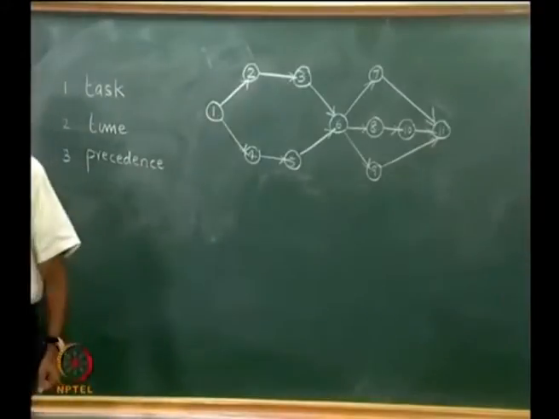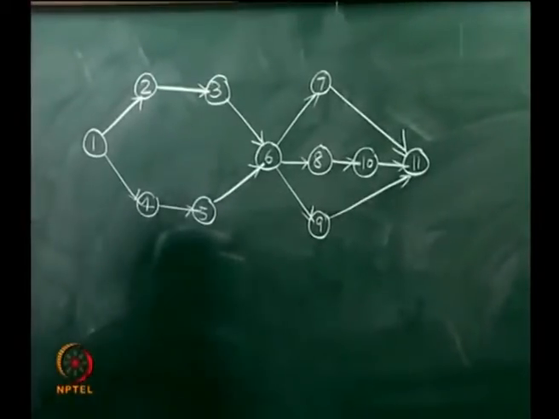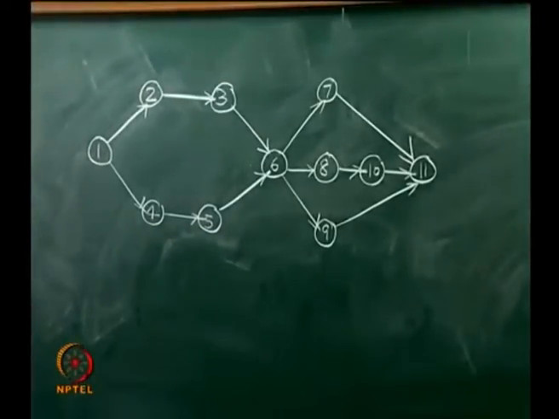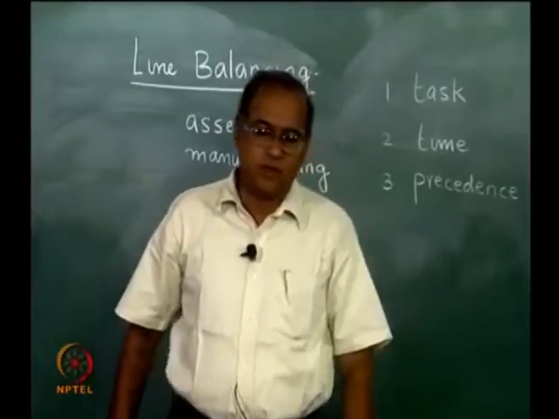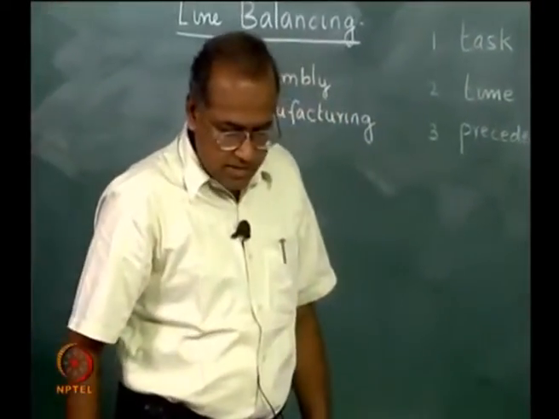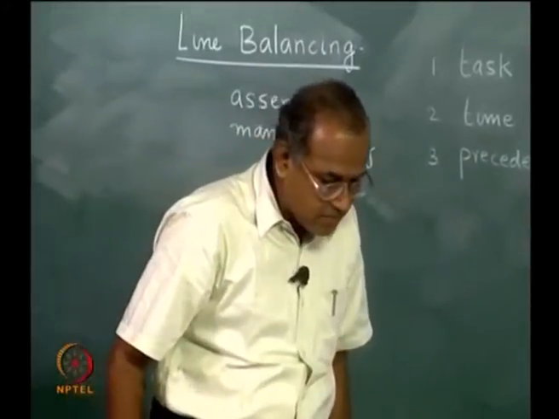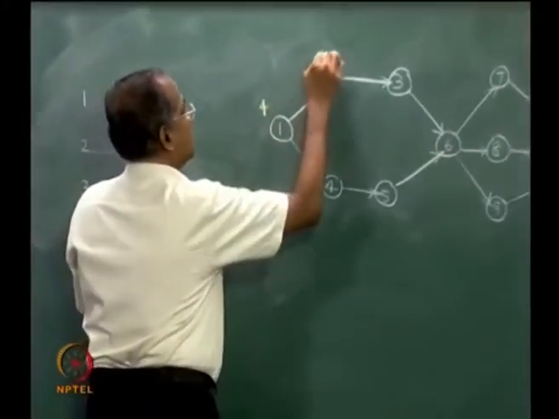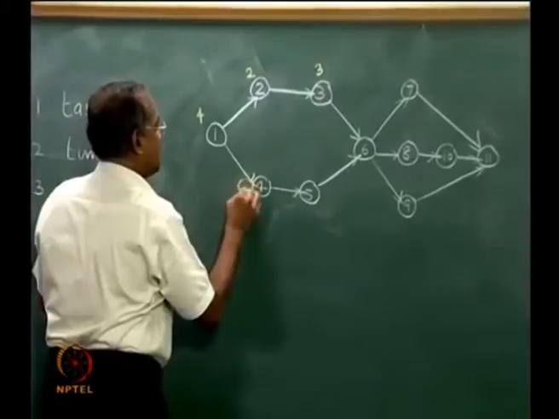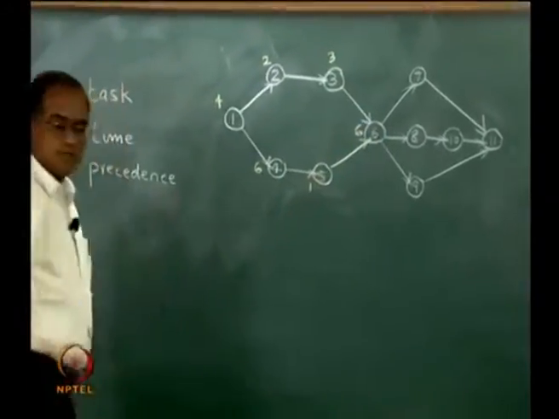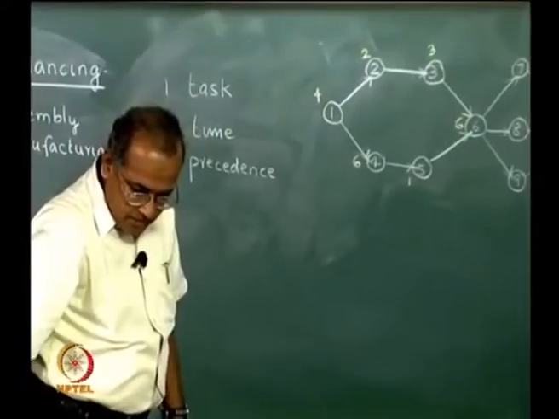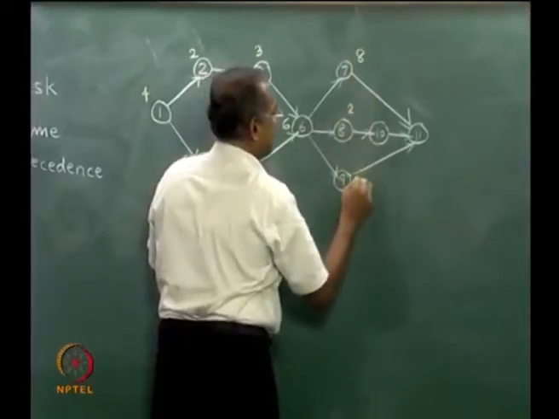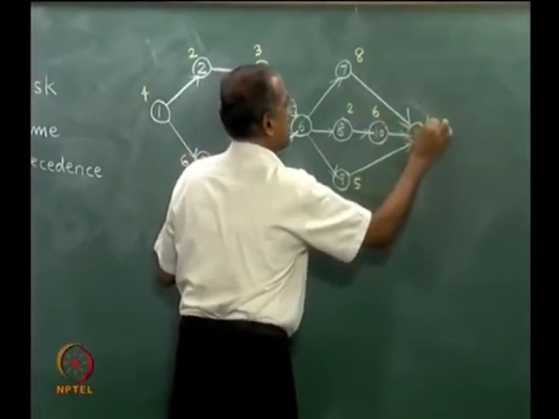So, this network shows an assembly line balancing problem with 11 tasks which are shown as 1 to 11 as nodes of the network. Now, the task times are shown, and these are 4, 2, 3, 6, 1, 6, 8, 2, 5, 6 and 4.